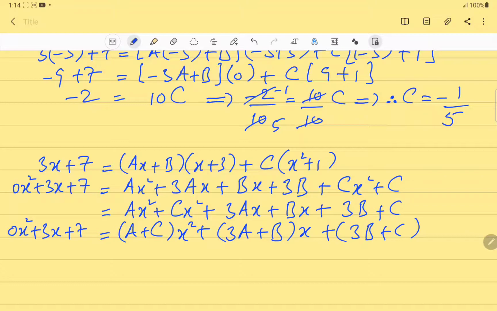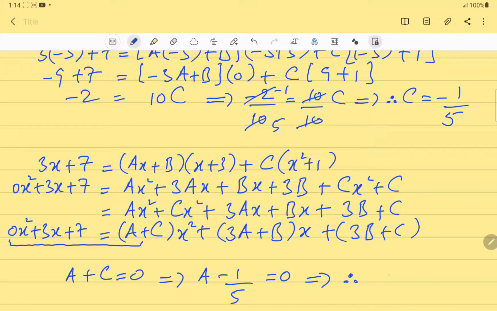Now we will compare the coefficients of x square on both sides. So we will get a plus c is equal to 0. We already have the value of c, which is minus 1 over 5. So in this case our a comes out to be plus 1 over 5.